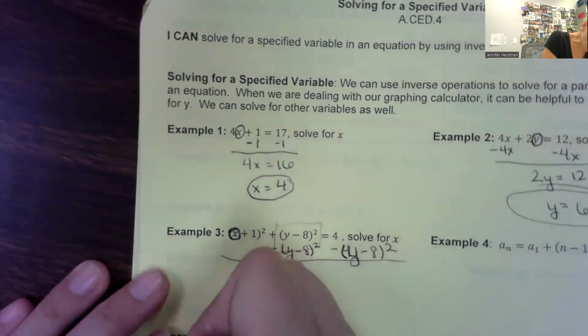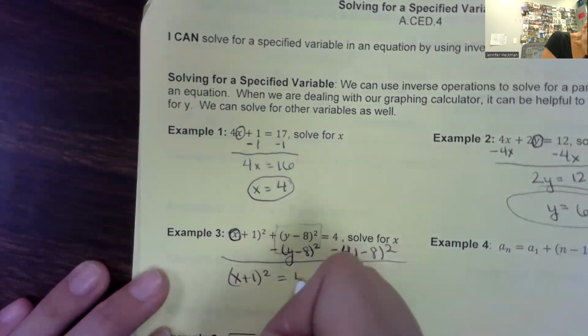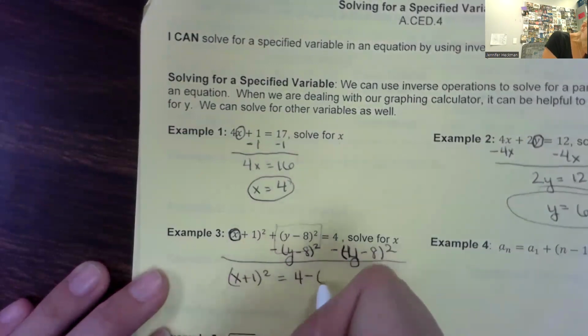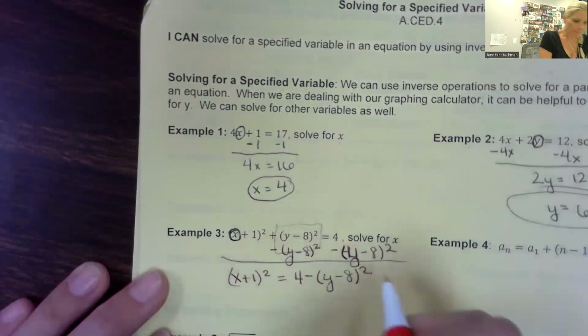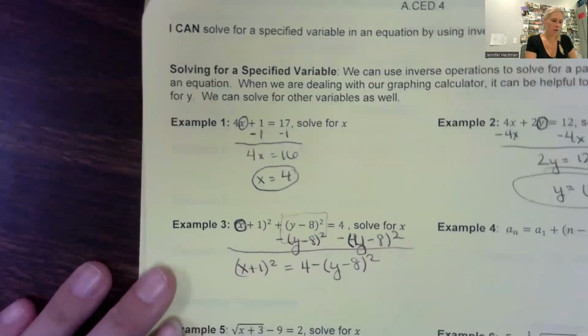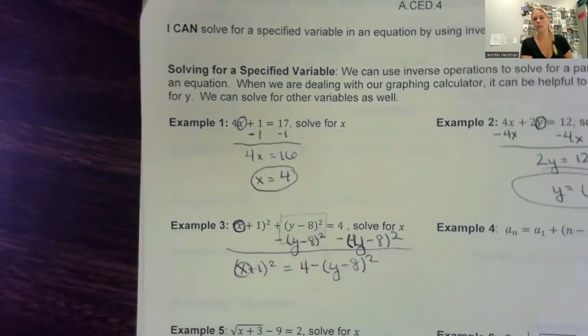So on this side, we have x plus 1 squared equals 4 minus y minus 8 squared. Okay, good so far? Again, I'm getting x by itself. So I have this 1 and square.